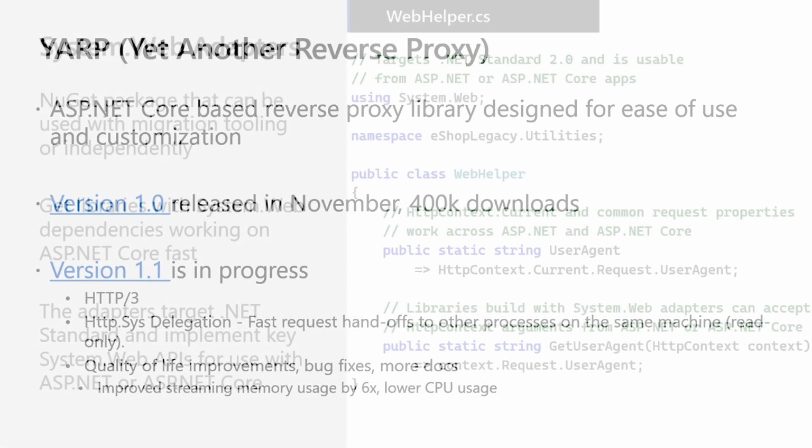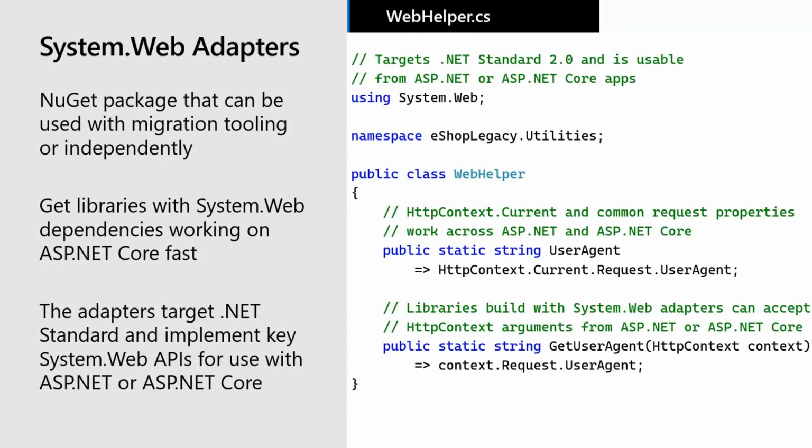Okay, now what about the other scenario where you've got a library with a bunch of web dependencies, but you need to be able to use this in modern solutions while also using it with some callers that haven't yet upgraded? For that, we've been building a package of System.Web Adapters that targets .NET Standard 2.0 so that you can take libraries with web dependencies, use these web adapters, and you'll still be able to access common System.Web APIs while targeting .NET Standard 2.0. So you have a single library that's then usable from either ASP.NET or ASP.NET Core callers.